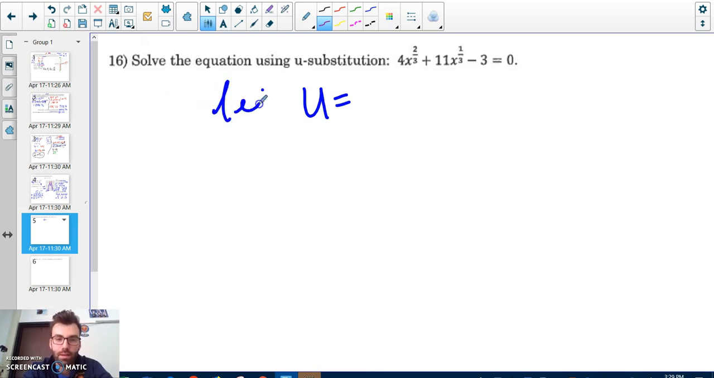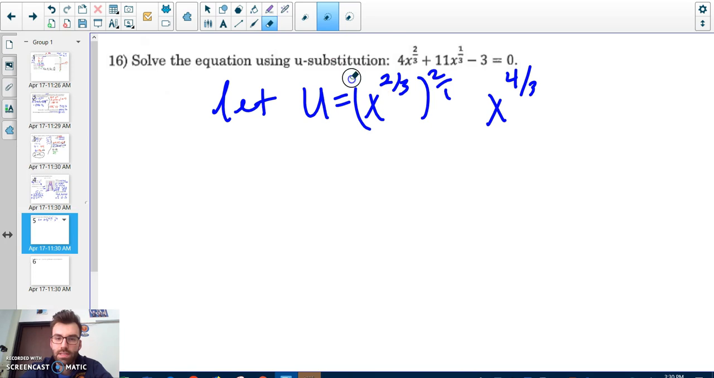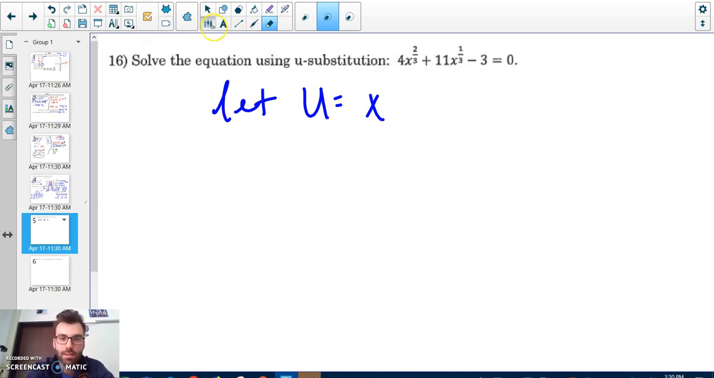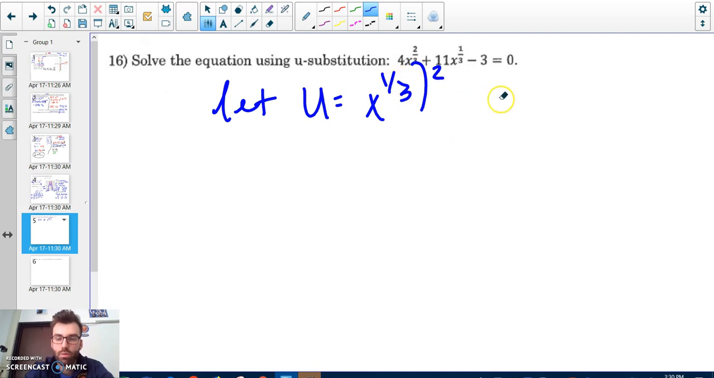Well, if I let U equal x to the 2/3 and I were to square that, remember, if I raise a power to a power, I multiply, so I would have x to the 4/3. Well, that's not what I want. This is my process of checking that I use the correct value for U. So I don't want 2/3, I want to let U equal x to the 1/3, because if I square that, 2 over 3, that would give me x to the 2/3.